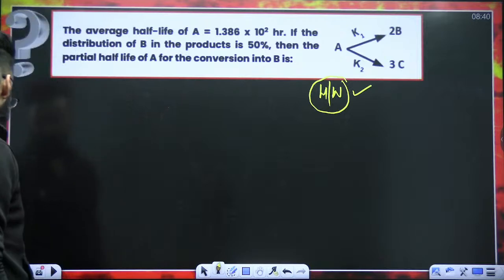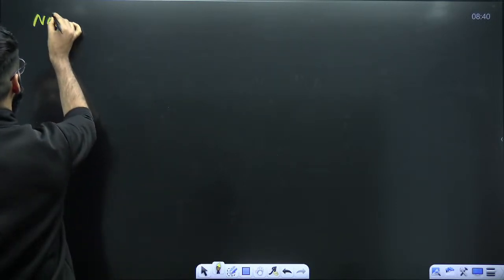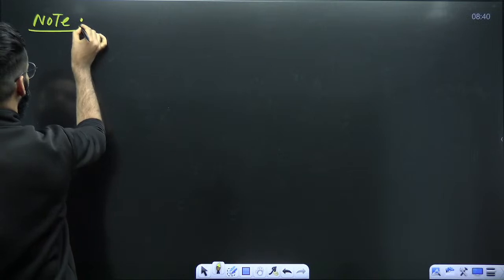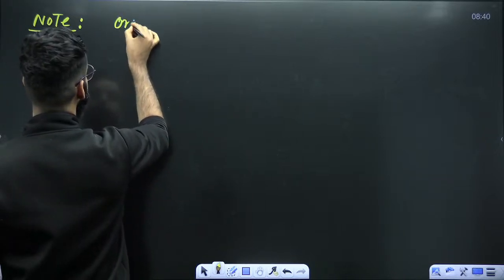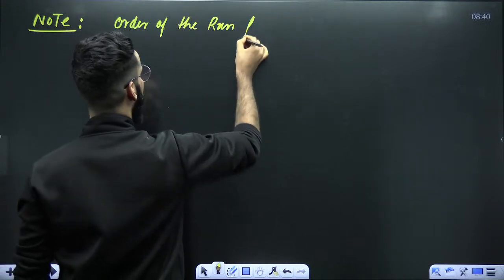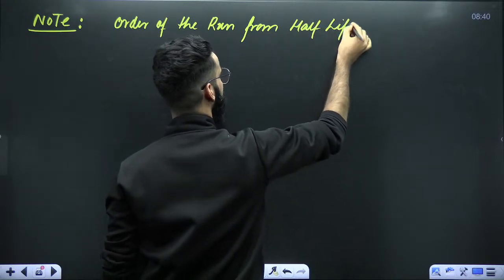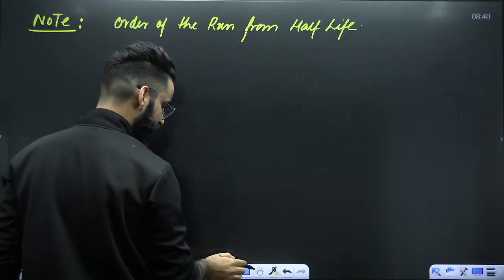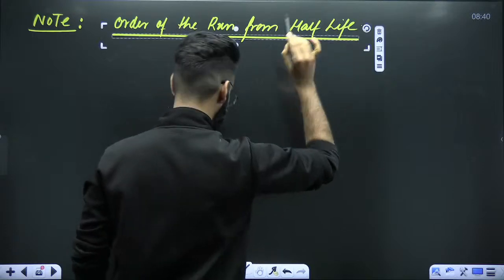Okay, so we are done with the parallel first order reactions. Now, let me tell you one more important thing, from which a question is asked frequently. That is the order of the reaction from half-life. How do I calculate the order of the reaction from the half-life?